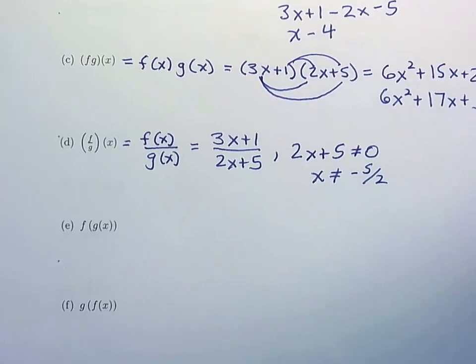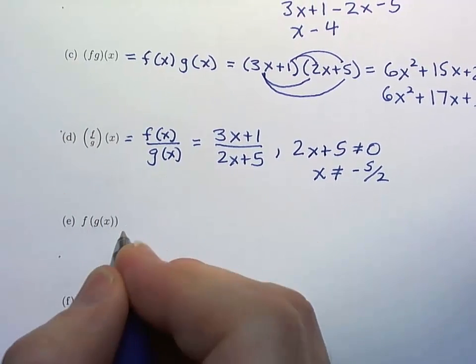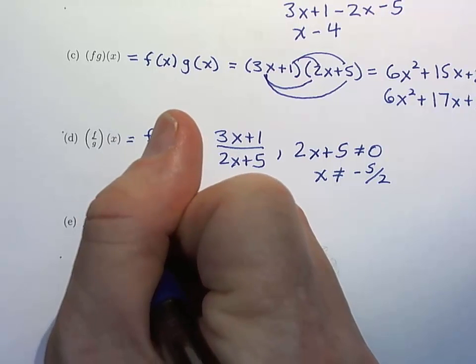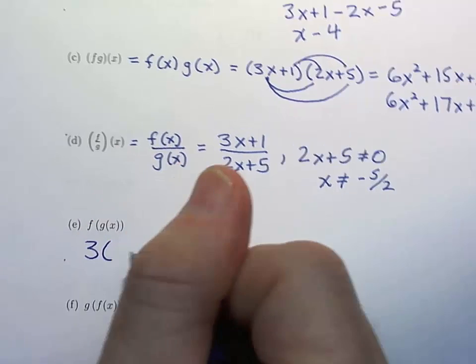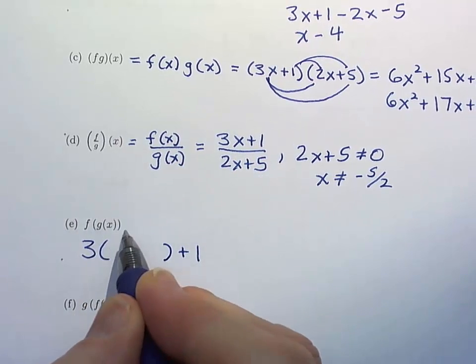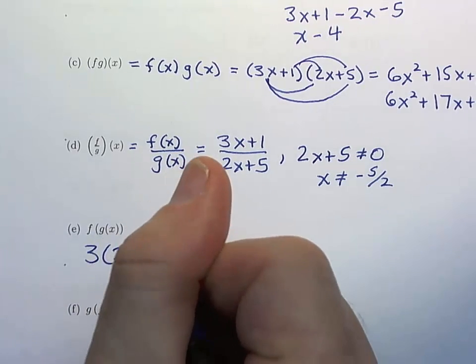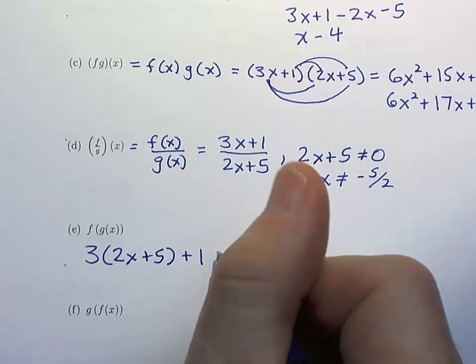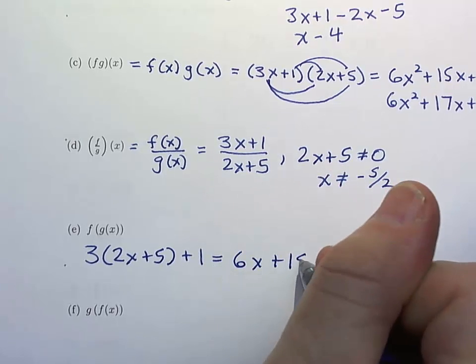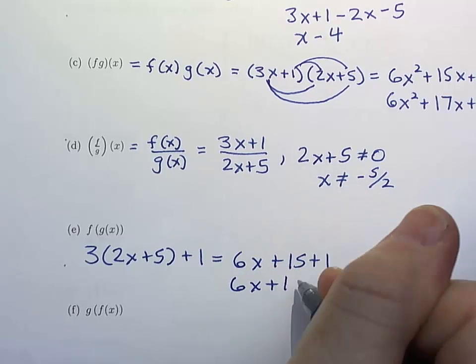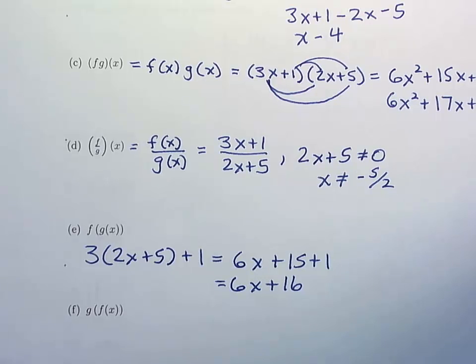Okay. Now, let's look at the composite functions. f of g of x just means this. It means take this function f, which is 3x plus 1, and in place of the x, put whatever g of x is. Well, g of x is 2x plus 5. So we just put a 2x plus 5 in there. And that would be 6x plus 15 plus 1, or 6x plus 16. That's all there is to it. Okay. That's a composite function. So f is a function of g of x. Okay. Any questions about that?